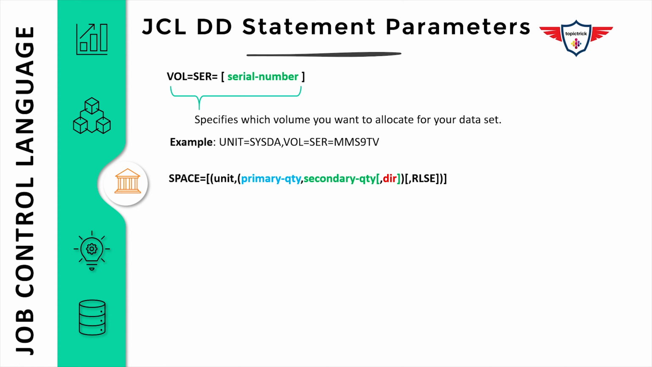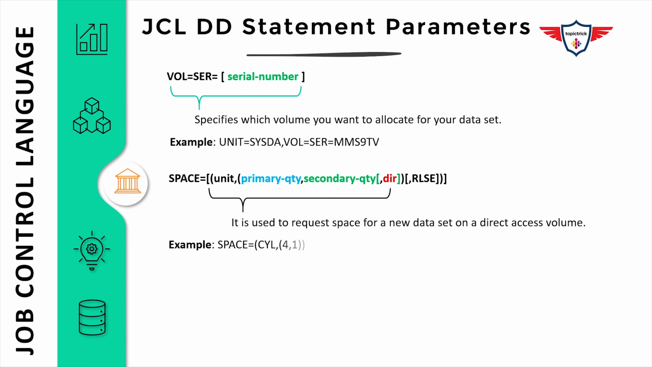Now let's talk about the space parameter, which is generally used to allocate space for the new dataset. The space parameter itself is a combination of many subparameters, and let's look at each one by one. The first subparameter is unit, and it is used to specify the unit of measure for the primary and secondary allocation. The next two subparameters are primary quantity and secondary quantity, and they are used to specify the number of units that need to be allocated for a specific dataset.